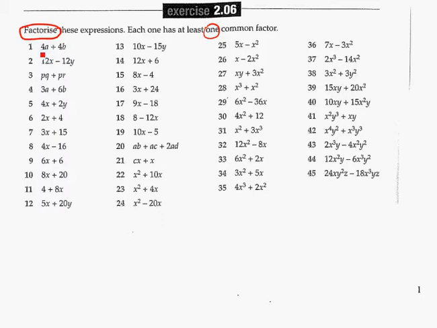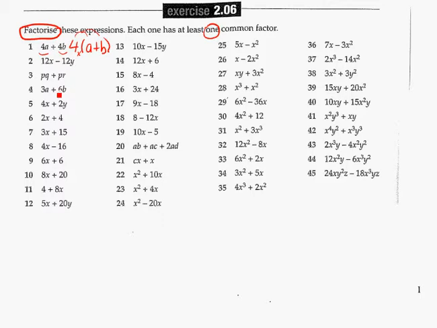So if we start with question 1, we consider the two terms. We're looking for a common factor between 4a and 4b. And obviously the common factor is 4. So we pull it out the front. Now I can write that expression as 4 times a plus b. And you just check that when you expand that bracket, you agree that you would get 4a plus 4b.